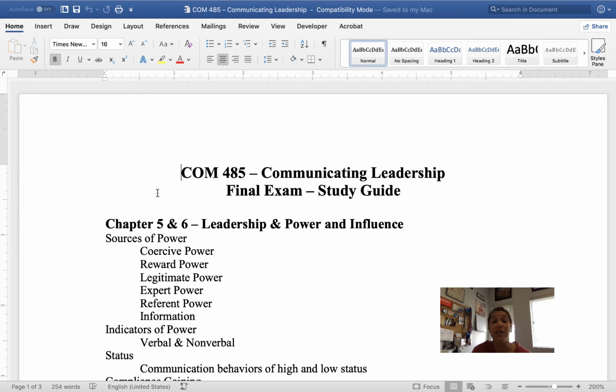So if you've been looking at the study guide, as you know, in class, I usually go through these and say, know this is really important. So that's pretty much what I'm going to do for you. And looking all the way back to when we started talking about leadership and power and influence, these are chapters 5 and 6 in the text.